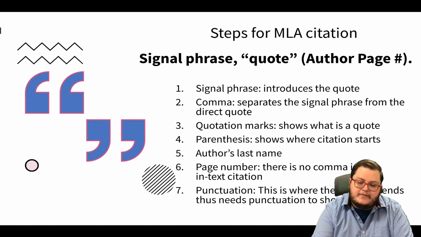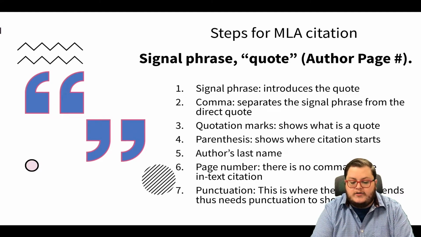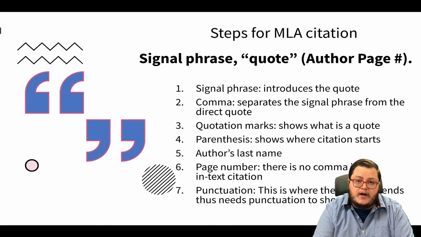Parentheses come right before the author and page number. Those little brackets show where the citation starts. Then you have the author's last name. That's all you need if it's one author. If you have multiple authors, we will go from there, but let's just focus on the two stories right now. Both have one author. And then the page number. And just remember, there's no comma. And then, given it's a sentence, you have punctuation, and that goes at the very end of the sentence.